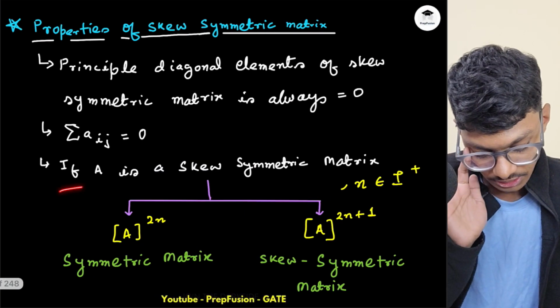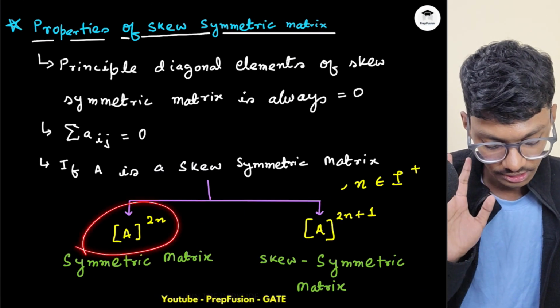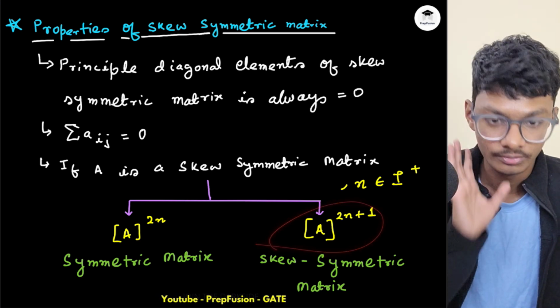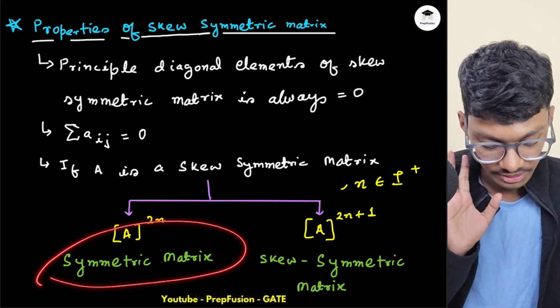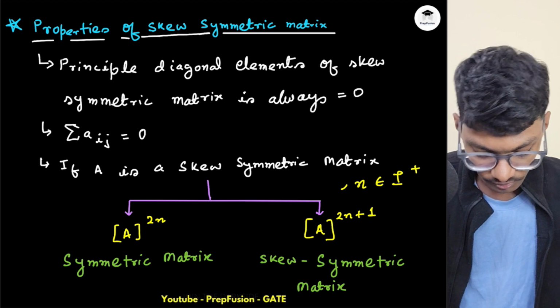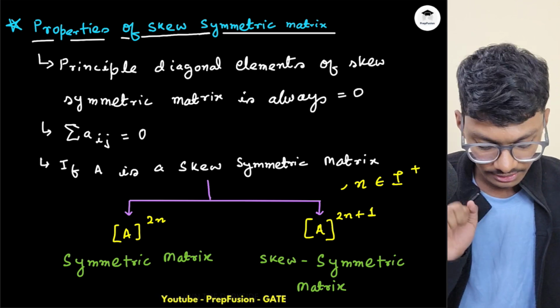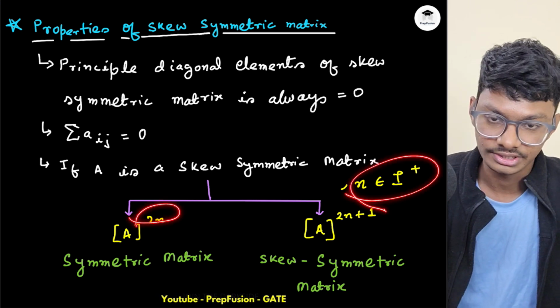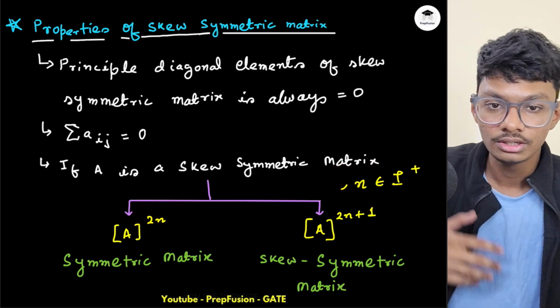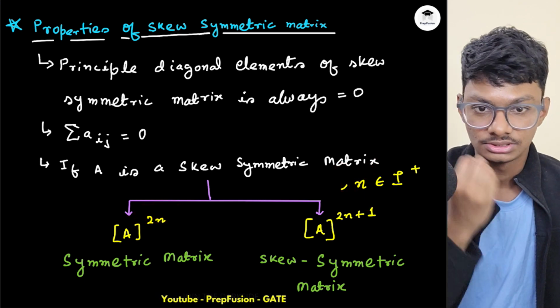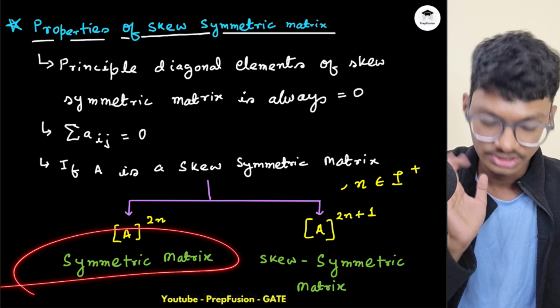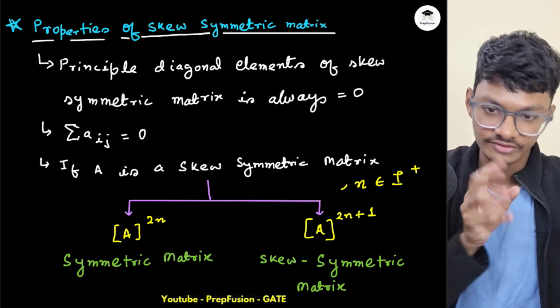Simple thing: if A is a skew symmetric matrix, then A raised to power 2n and A raised to power 2n plus 1 will be symmetric and skew symmetric matrices respectively. You can check for yourself, where n is any positive integer. If I take any even power of the matrix, then it will be a symmetric matrix. You can cross verify, you can check for yourself.